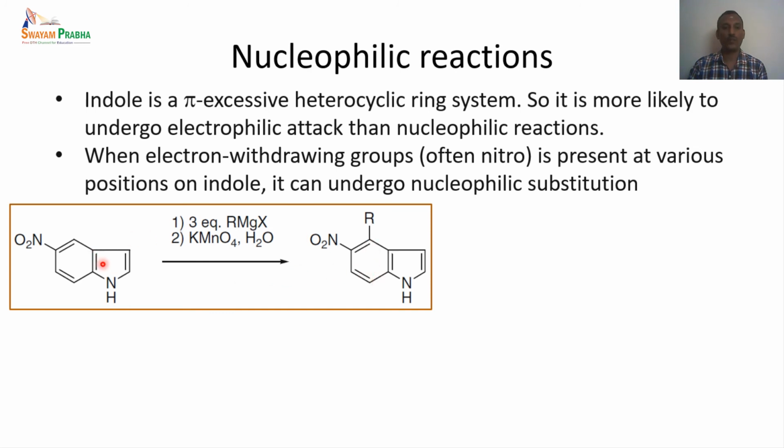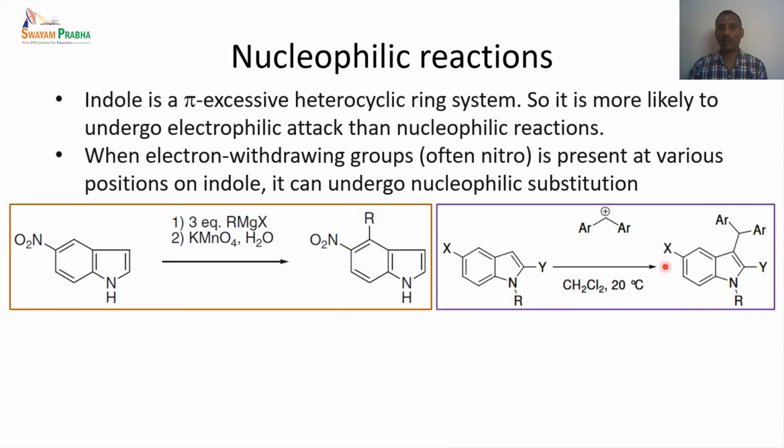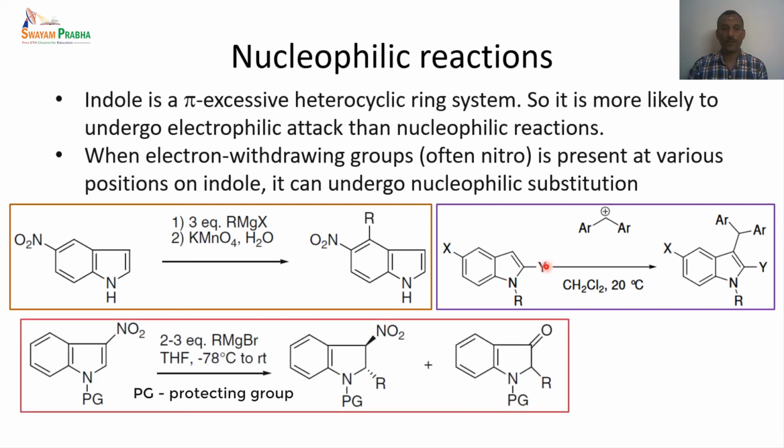So treatment of this nitro derivative with the 3 equivalent of Grignard reagent and followed by oxidation leads to this particular nucleophilic substitutions on the aromatic ring. This is also another reaction when the carbocation can be added to this at the 3 position. So here we have a nitro derivative, now the nitro derivatives on the pyrrole ring itself. Here again, when we treat with the 2 to 3 equivalent of Grignard reagent, the reaction actually occurs on 2 position as shown here.